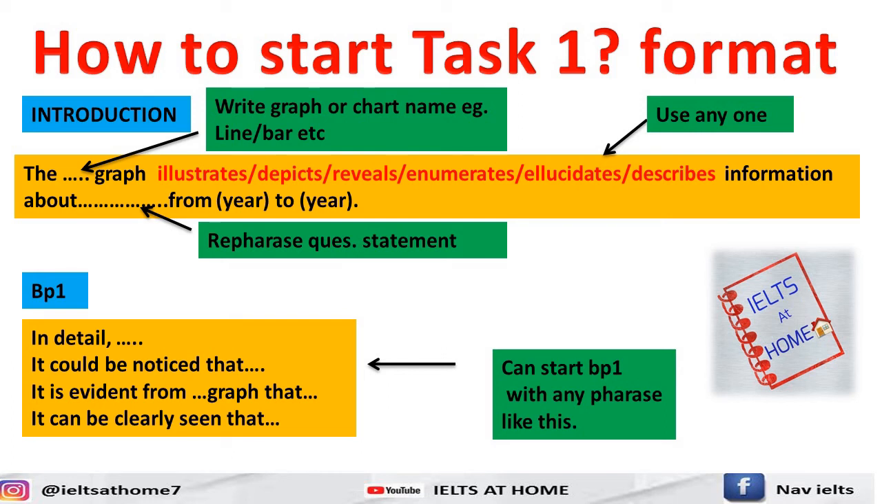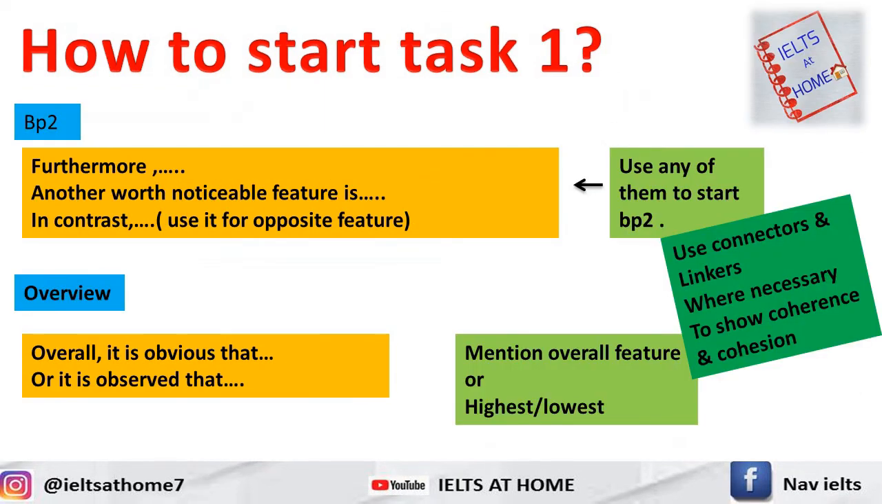For body paragraph 1, you can use any of the phrases that I have given. You can start with in detail, or you can use it could be noticed that, or it is evident from the graph, where you put the name of the graph, that, and then it can be clearly seen that. You can use any phrase from that. These phrases are just to start your body paragraph, so it depends upon you. Don't just copy all the phrases, so understand them carefully.